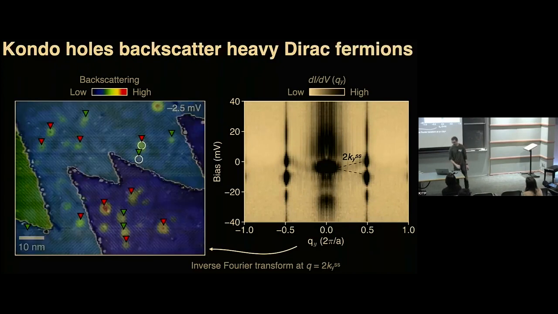So if I overlay the topographic data on that map of local magnetism, you can see that everywhere that we've identified one of these Kondo holes, there is a corresponding peak in the local magnetic structure.